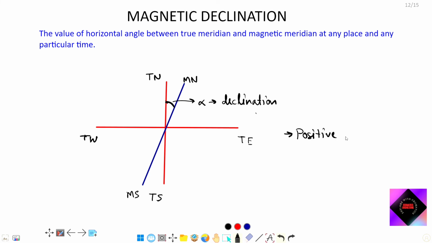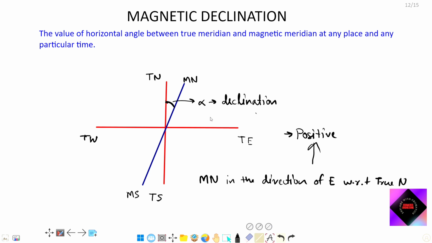Positive. Pause the video and write this down, because it is very useful. I am repeating: if magnetic north is in the direction of east with respect to true north, then it is taken as positive. Otherwise, for example, if our magnetic north is in the direction of west with respect to true north, then it is taken as negative.